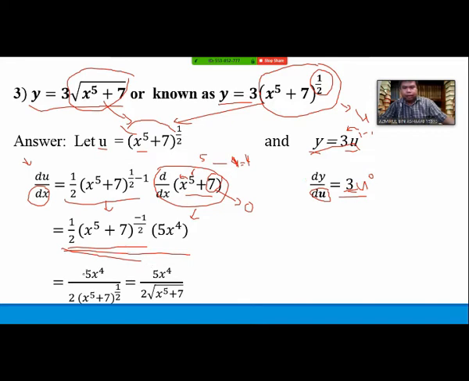Okay, this one you can simplify, because this is negative half, you move it down. Since it's the power of negative, it should move to downstairs, which becomes 5x power of 4. This is 2, and this one will move downstairs, so equal to 5x power of 4 over 2 square root x power of 5 plus 7. This is what you have simplified.